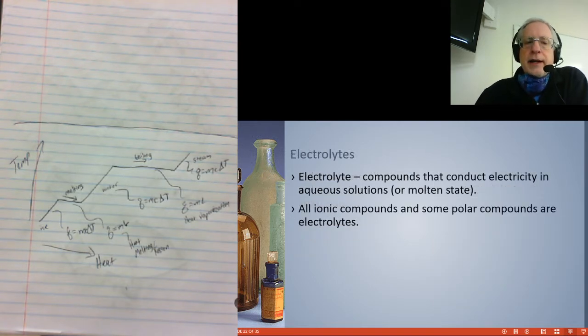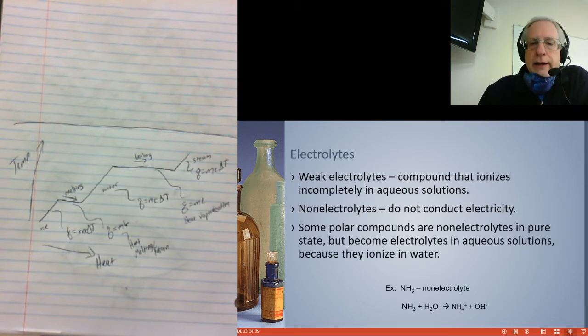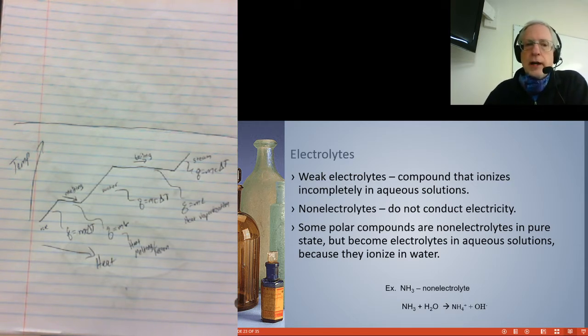Now, if it turns out that when you dissolve something, it conducts electricity, that is a special term called an electrolyte. All ionic compounds and a few polar compounds are electrolytes, meaning they will conduct electricity. If you are a weak electrolyte, what that means is that you did not dissolve entirely. If you are a non-electrolyte, it means that you don't conduct electricity at all. A weak electrolyte conducts electricity a little, but it didn't dissolve completely. Like part of the solid is still undissolved. It's not a great conductor of electricity.